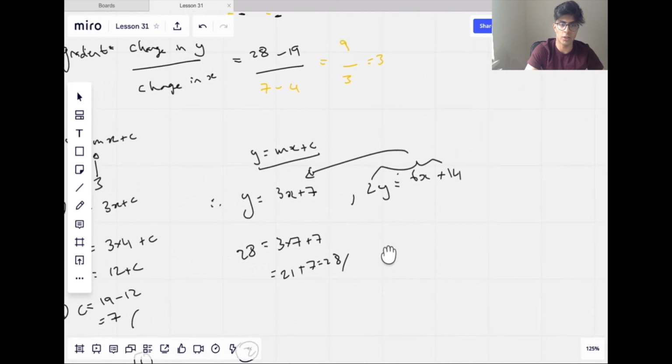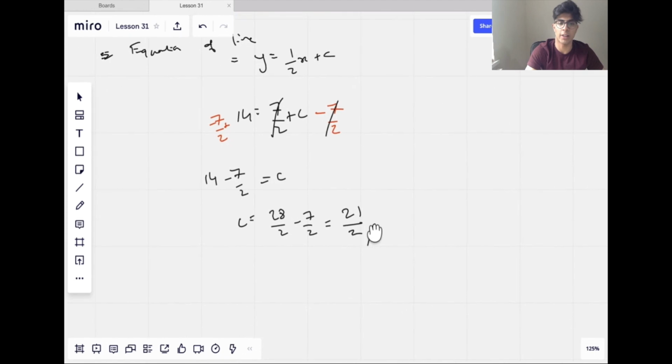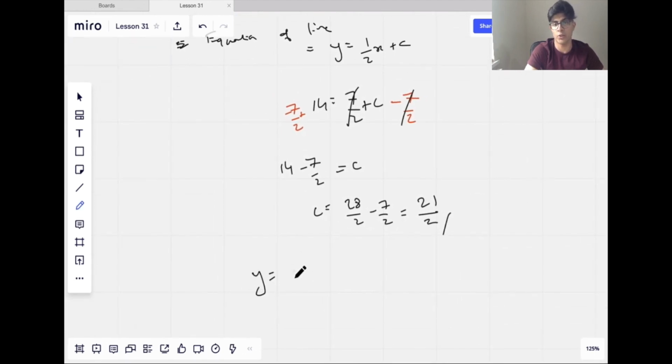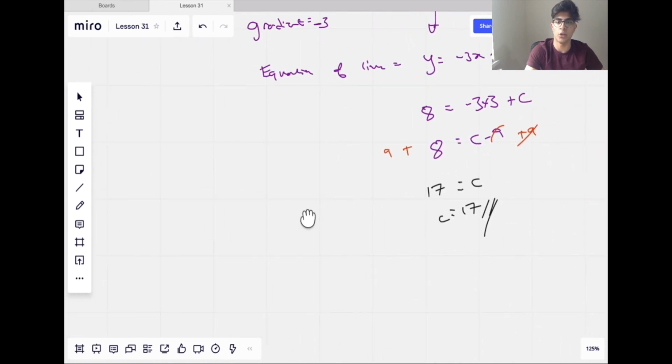What you need to do, so even over here, right, I just left it in this form. What you're really supposed to do is say, therefore equation of the line is a half x plus 21 over 2. You shouldn't just leave it in this form. That was kind of a mistake from me. And the same thing here. You don't just leave it like this.